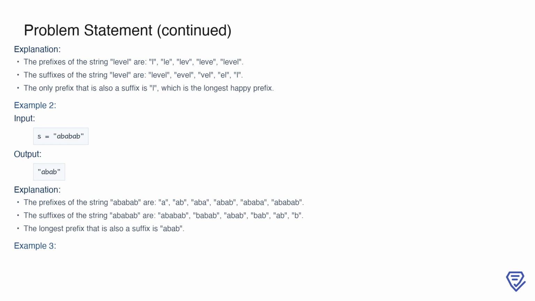Similarly, for s equals ababab, the prefixes are a, ab, aba, abab, ababa, and ababab. The suffixes are ababab, babab, abab, bab, ab, and b. Here, the prefix abab is also a suffix, and it is the longest happy prefix in this case.